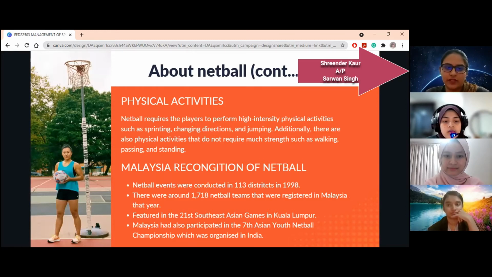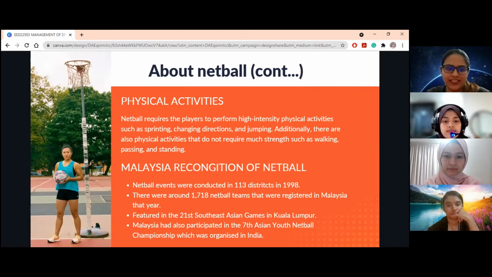And then lastly, the Malaysia recognition of netball. Netball events were conducted in 113 districts in the year 1998, and more than 1,700 netball teams were registered in Malaysia that year. It was featured in the 21st Southeast Asian Games in Kuala Lumpur, and Malaysia also participated in the 7th Asian Youth Netball Championship, which was organized in India. Additionally, netball is usually played in schools by students.